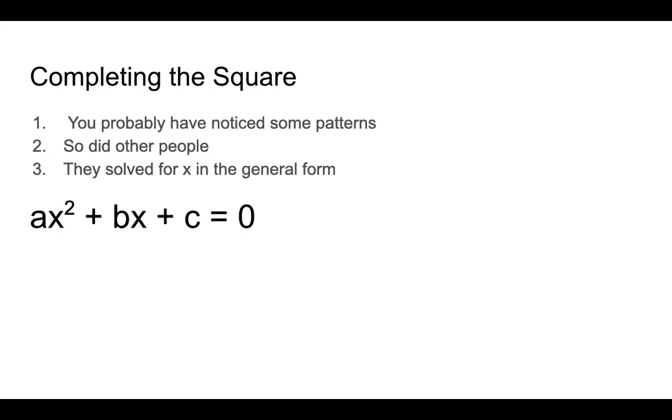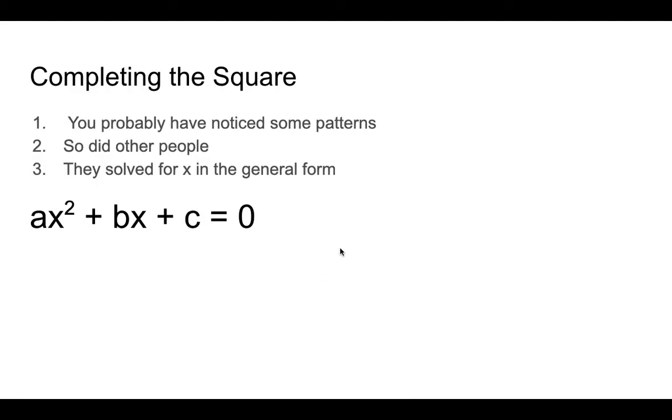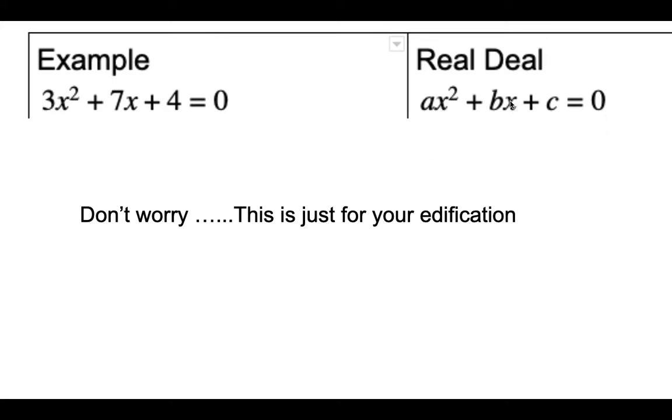You probably noticed when we were solving problems by completing the square or converting things to vertex form, you probably noticed some patterns, right? And so did other people. And so what they did is they solved for x in the general form. So here's our general form, ax squared plus bx plus c, where a is the coefficient of x squared, b is the coefficient of x, and c is the constant term. And so what they did is they solved it and they completed the square.